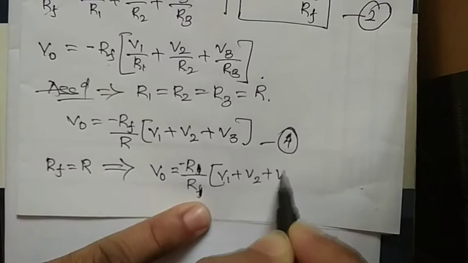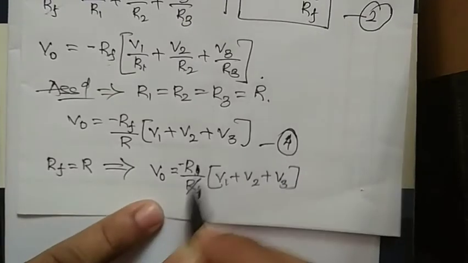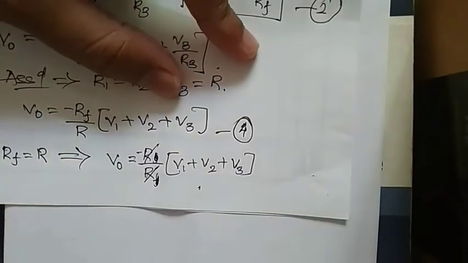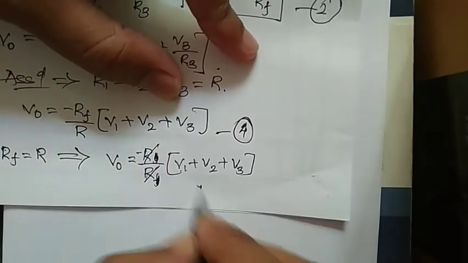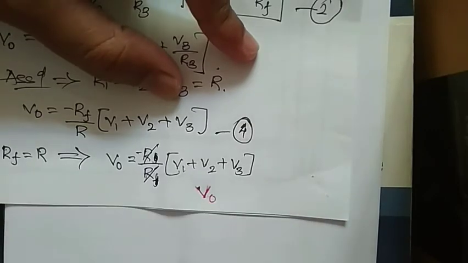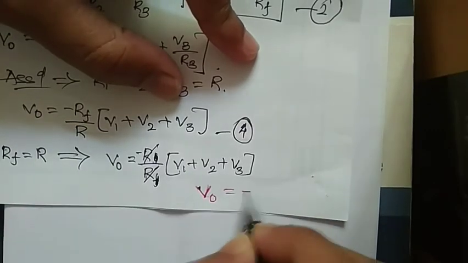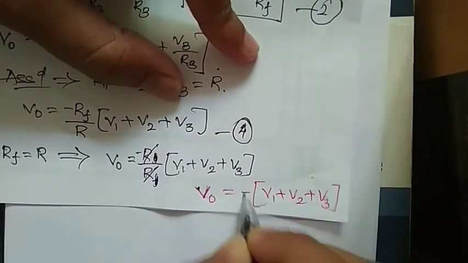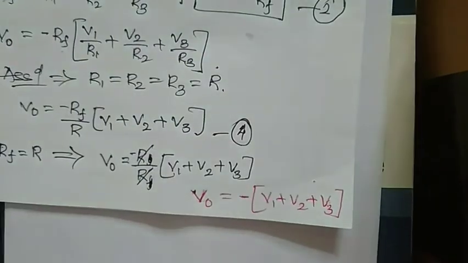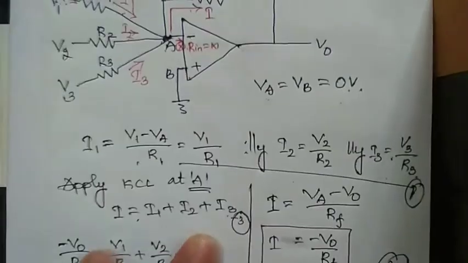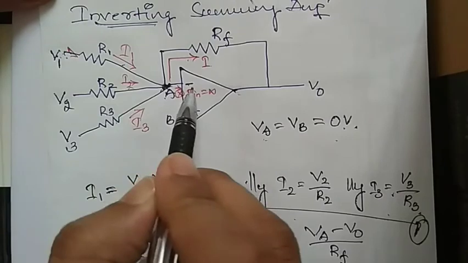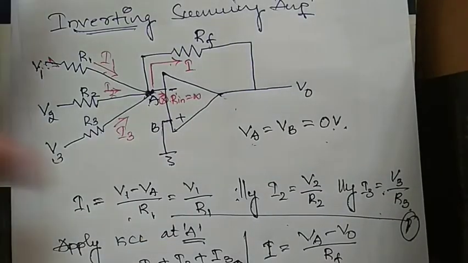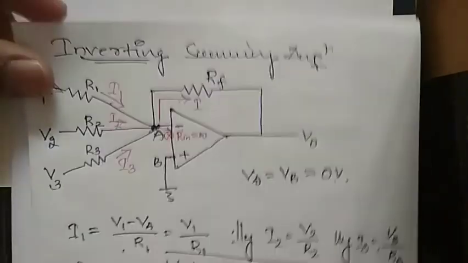So V1, V2 and V3. Your R gets cancelled. Remaining is your V0 equals to minus (V1 plus V2 plus V3). So what does the minus indicate? Because you are supplying an input to the inverting terminal, there must be a 180 degree phase shift. Okay, this is the inverting summing amplifier.